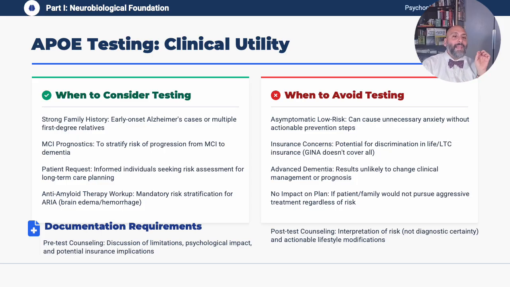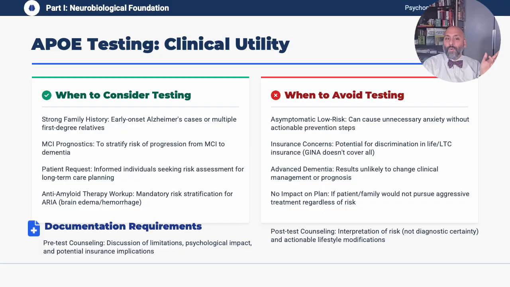Now, what about anti-amyloid therapy workup? This is currently the most concrete indication. So APOE E4, as I said, especially if they have E4, have a higher risk of ARIA. What's ARIA? Amyloid-related imaging abnormalities like brain swelling or bleeding. Here, the testing directly affects treatment eligibility and monitoring and consent.